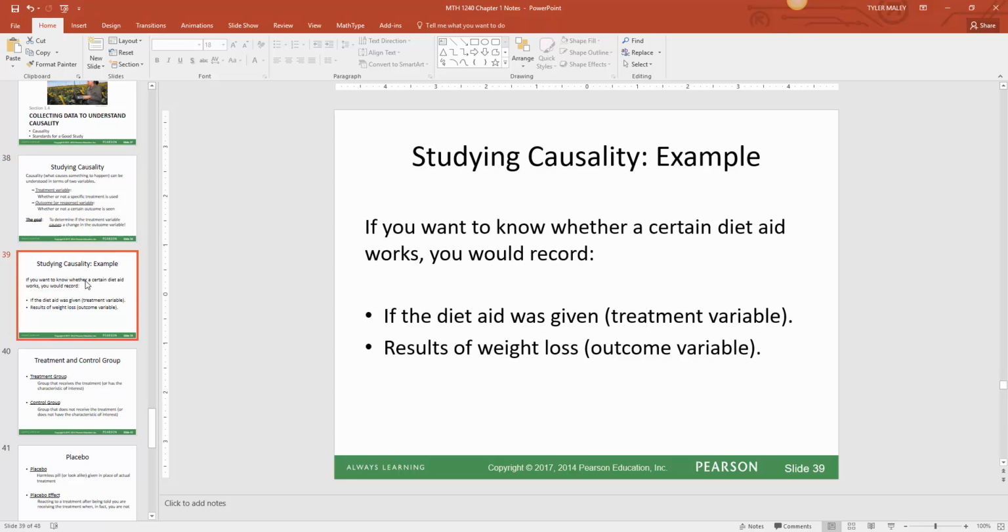Right, so here's an example of causality. Let's say you want to know whether a certain diet aid works. You would record if the diet aid was given, right, that's the treatment variable. So, yes or no, did you receive the diet aid? And then the results of the weight loss would be the outcome variable, right? Did you lose weight? Did you not lose weight? How much weight did you lose, right? Outcome variable.